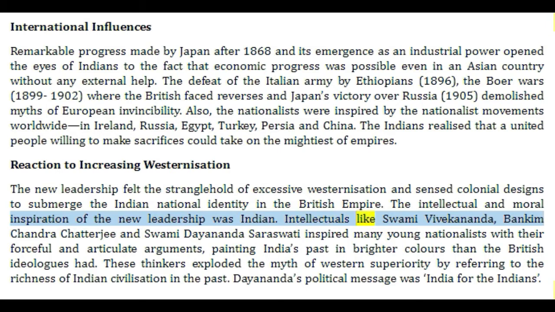Intellectuals like Swami Vivekananda, Bankim Chandra Chatterjee and Swami Dayananda Saraswati inspired many young nationalists with their forceful and articulate arguments, painting India's past in brighter colors than the British ideologues had. These thinkers exploded the myth of Western superiority by referring to the richness of Indian civilization in the past. Dayananda's political message was India for the Indians.